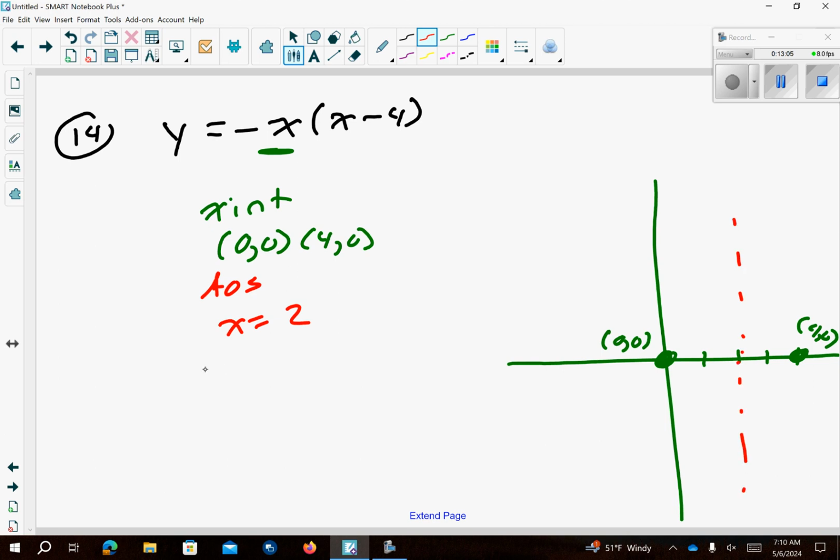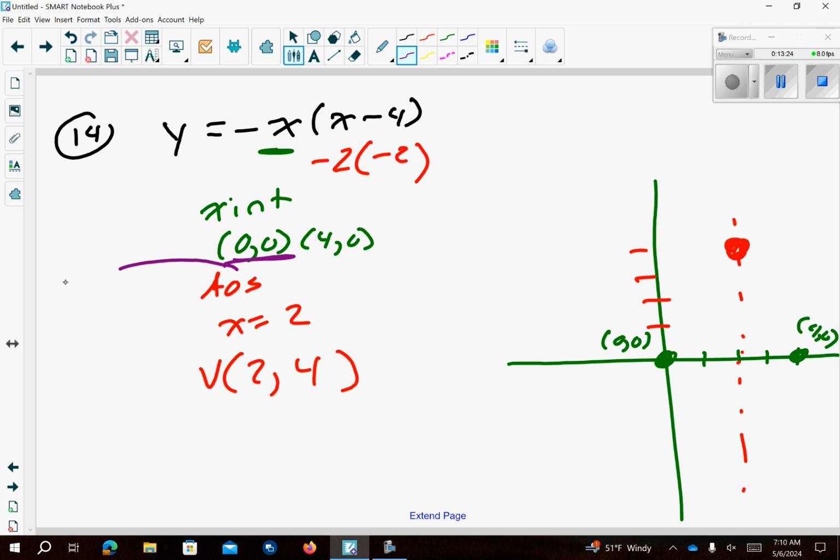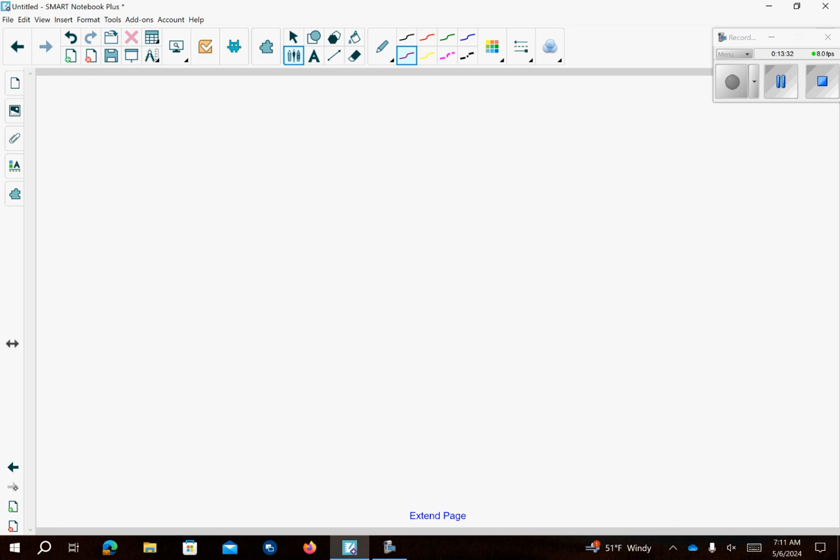My vertex is going to be 2, comma something. Plug 2 in, so I get 2 times negative 2, and then 2 minus 4, so that's going to give me 2, comma negative 4. Okay, this is also my y-intercept because it has a 0 in the x position, but here's my parabola. And then last problem, number 15.